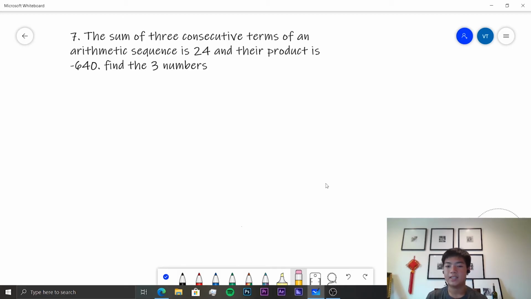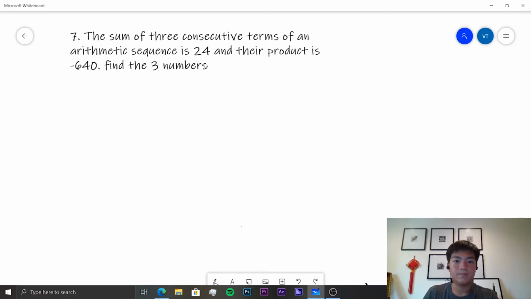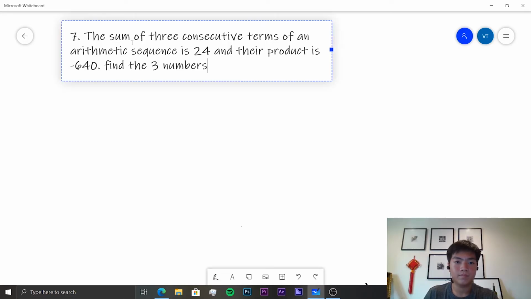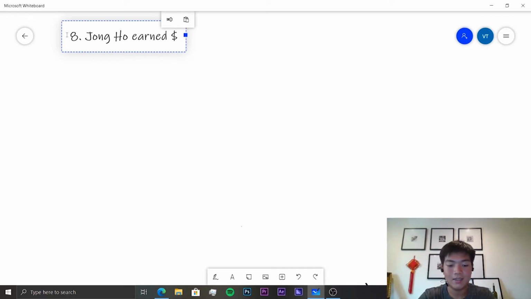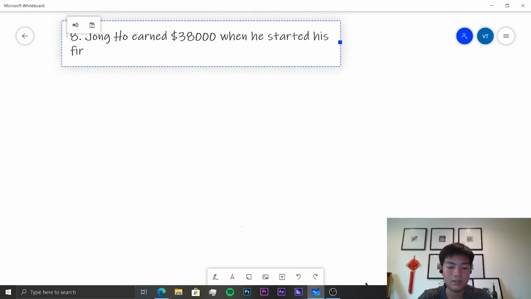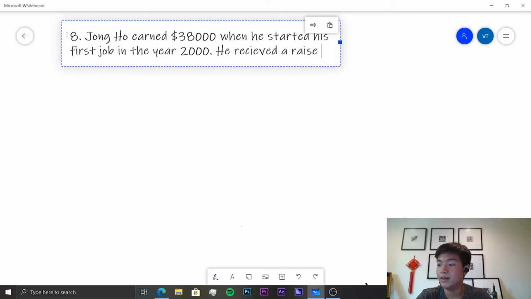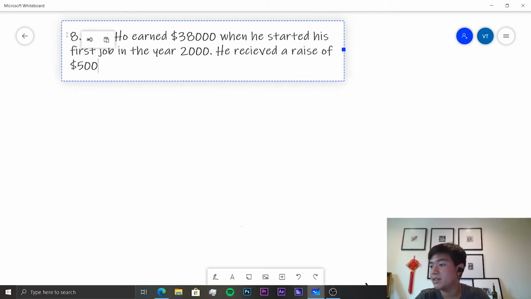Now on to the next problem. Jung Ho earned $38,000 when he started his first job in the year 2000. I don't have the euro sign, so I'll just call it dollars. He received a raise of $500 each consecutive year.